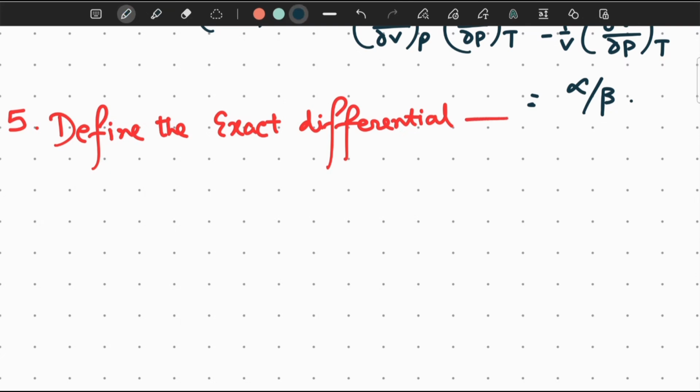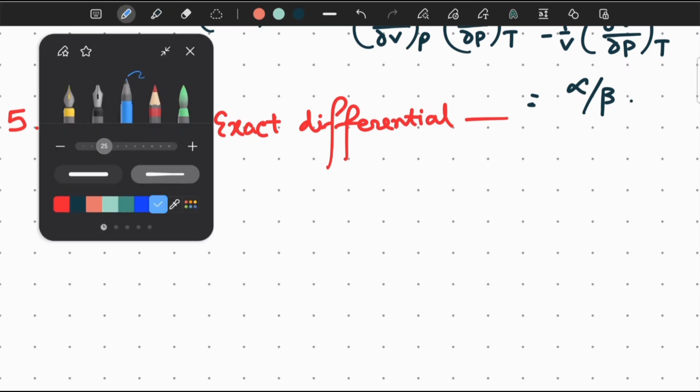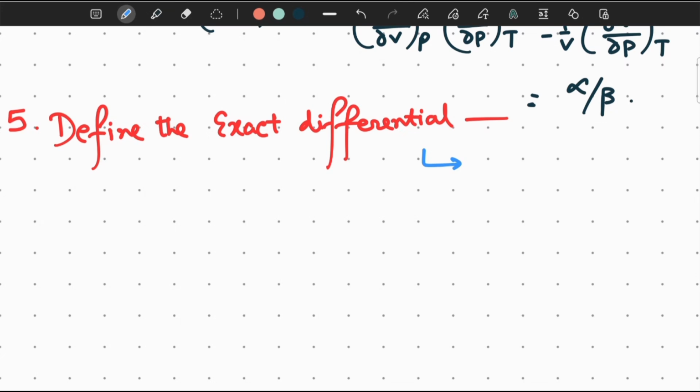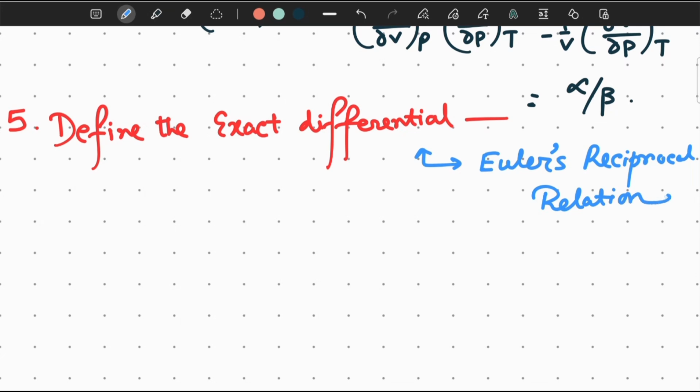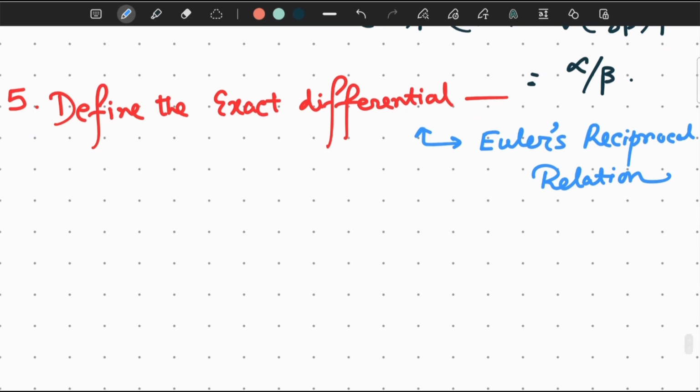Okay, this is a very important thing. We have to define what is called exact differential. And this is related to one concept, that is, we will discuss Euler's reciprocal relation. That is very important. This essentially dictates what is called the exact differential.